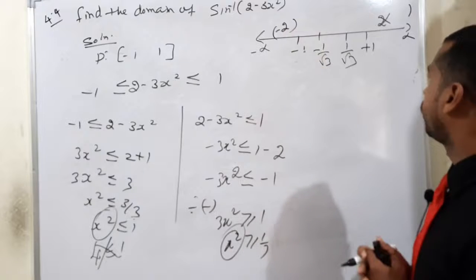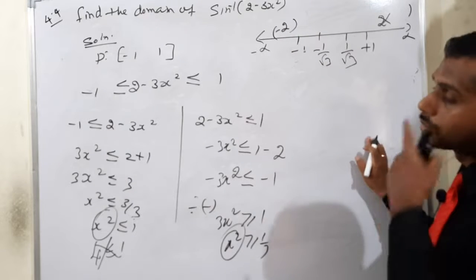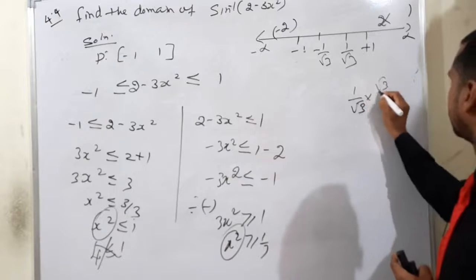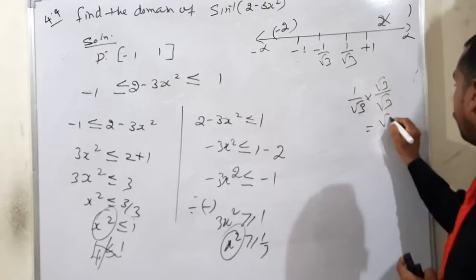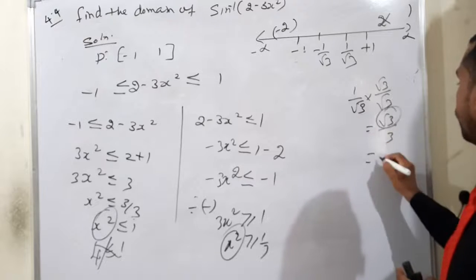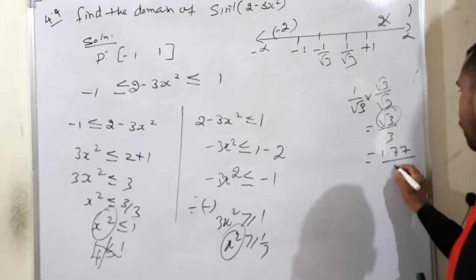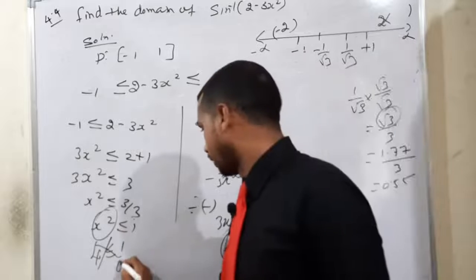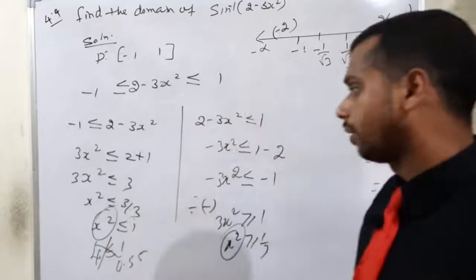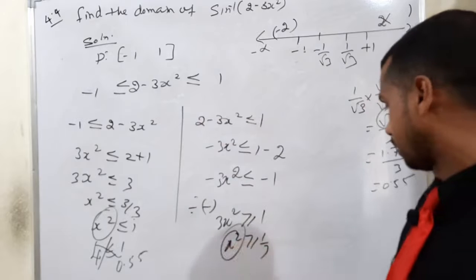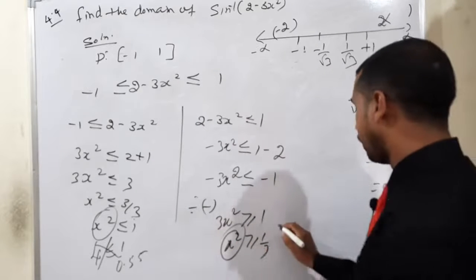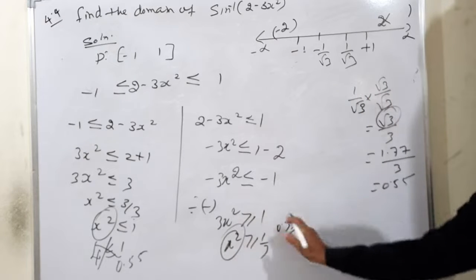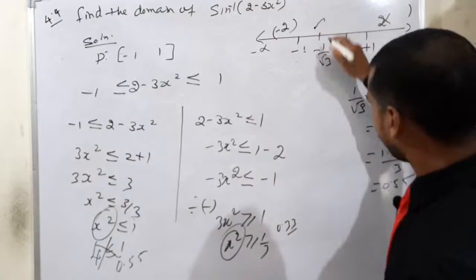Then in between, another value: 1 by root 3, what will happen? 1 by root 3 by conjugate means root 3 divided by root 3, so we can write it as root 3 divided by 3. Root 3 value we know is 1.7 something, divided by 3 means definitely 0.5. So 0.5, check it there. First condition is clear, 0.5 less than or equal to 1, positive case. The next one, 1 by 3 is definitely 0.33. Here also possible, 0.55 is greater than 0.33. So 1 by root 3 is a possible case.